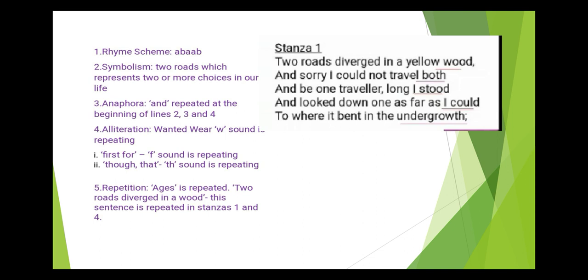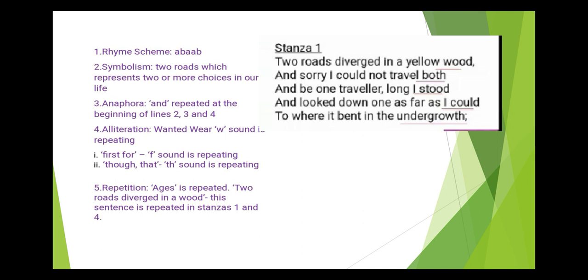The second literary device of the poem is symbolism. Two roads represent the two or more choices in our life. What is symbolism? When something else actually symbolizes a different thing other than what it is referred to in the poem. The third literary device is anaphora.